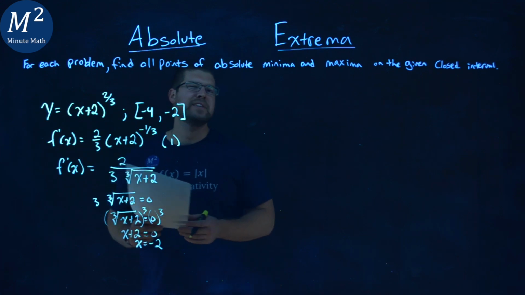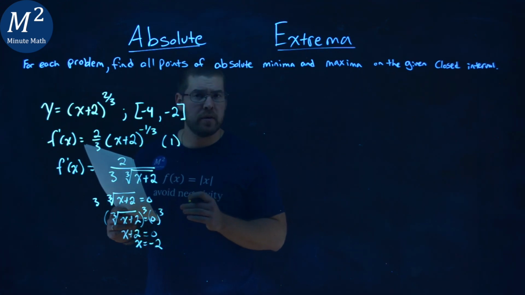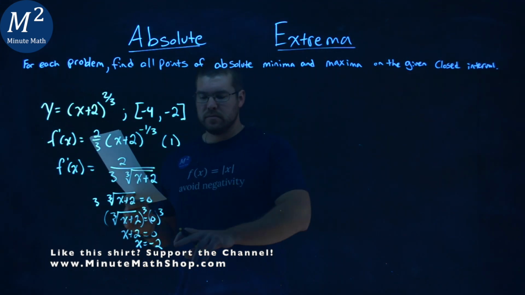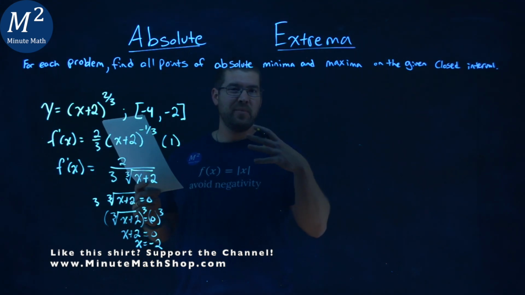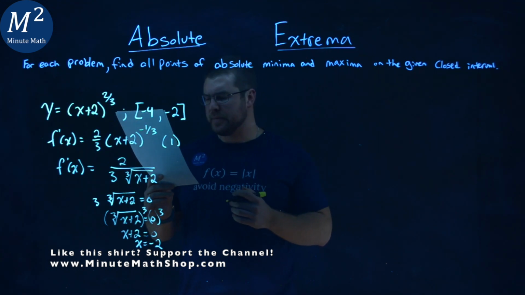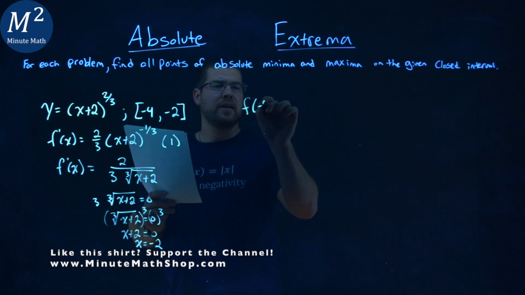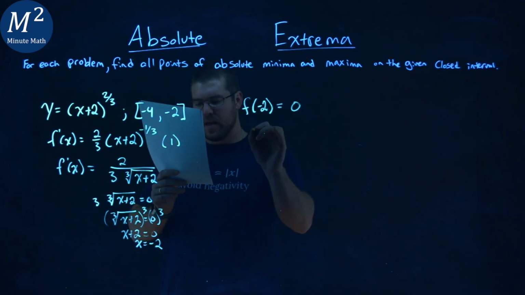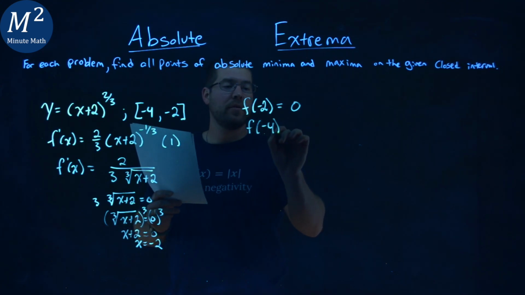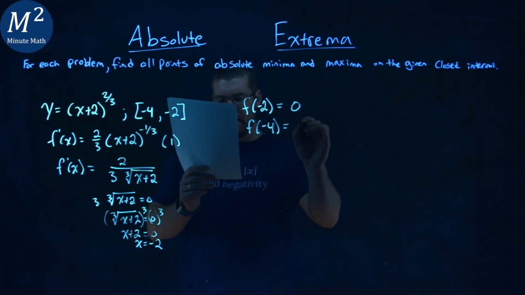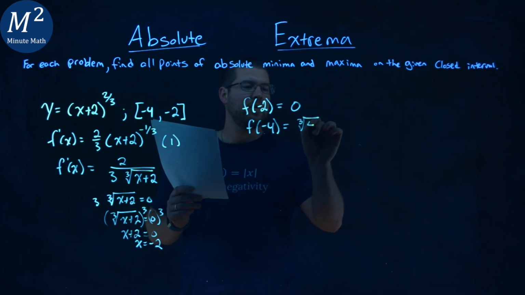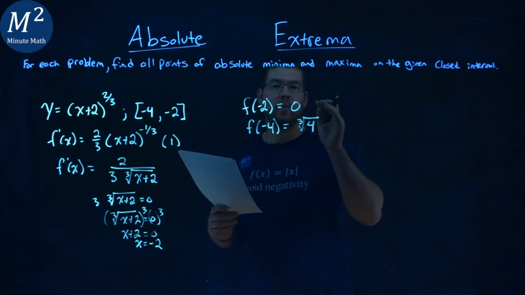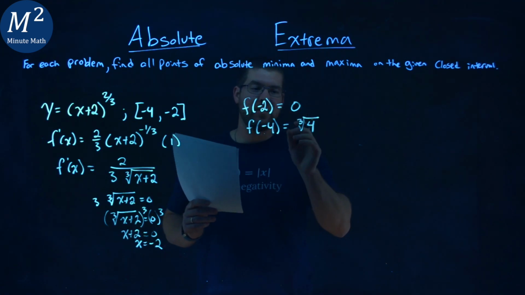And luckily, -2 is just within our domain, our interval. It's a closed interval, so -2 is included. So we need to check that critical value, which is also an endpoint, and the other endpoint of our interval. So we have f of -2, and we're plugging into our original equation, and that comes out to be 0. F of -4, when plugged into our original equation, is the 3rd root of 4. So we have the 3rd root of 4 and 0. Well, clearly one's the minimum and one's the maximum, right? 0 is less than the 3rd root of 4.